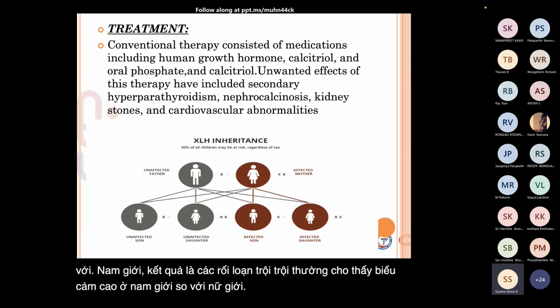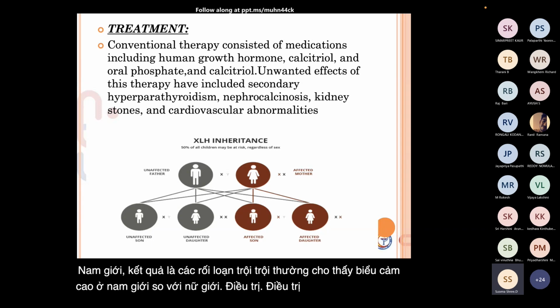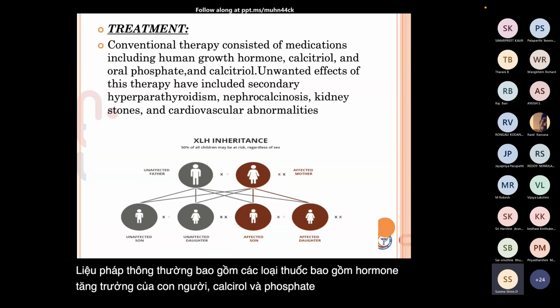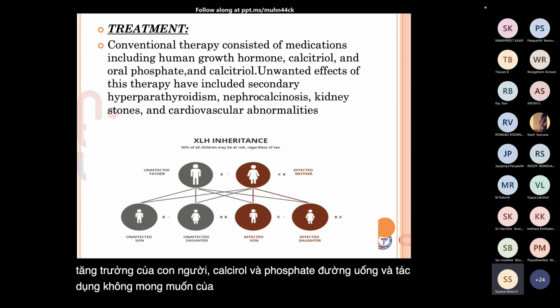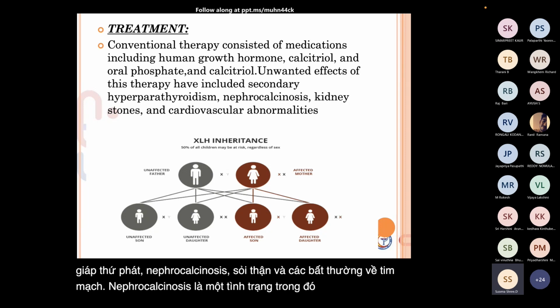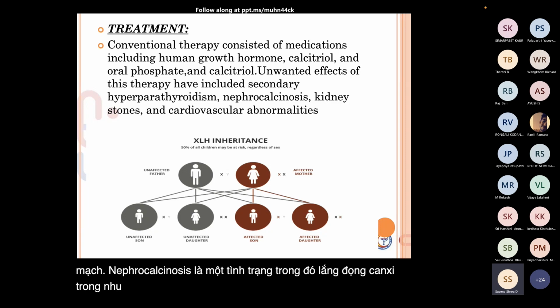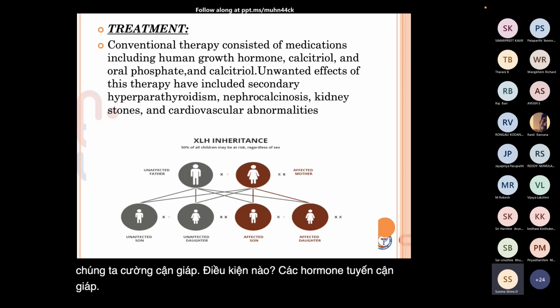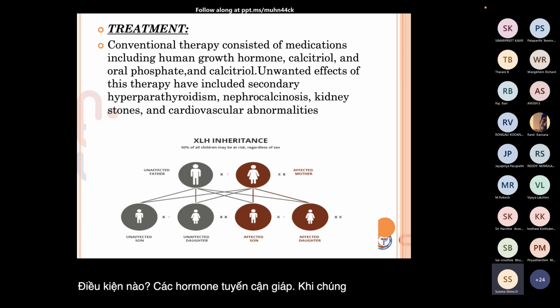Treatment of X-linked hypophosphatemia. Conventional therapy consisted of medications including human growth hormone, calcitriol, and oral phosphate. Unwanted effects of this therapy have included secondary hyperparathyroidism, nephrocalcinosis, kidney stones, and cardiovascular abnormalities. Nephrocalcinosis is a condition of deposition of calcium in the kidney parenchyma and tubules. And as we all know, hyperparathyroidism is a condition in which there is an increase in parathyroid hormone from the parathyroid gland.